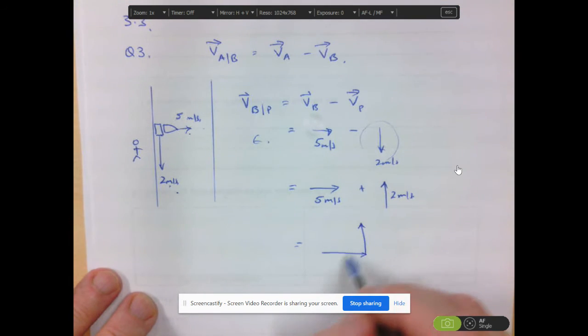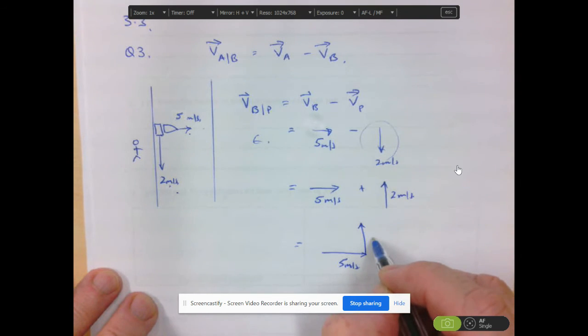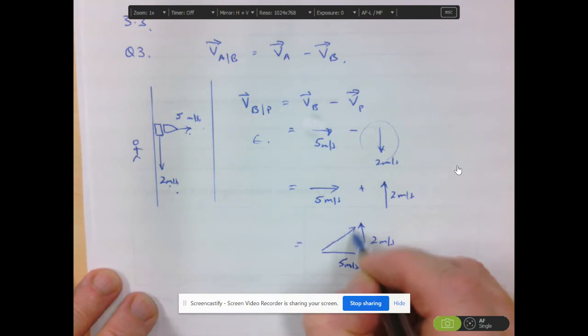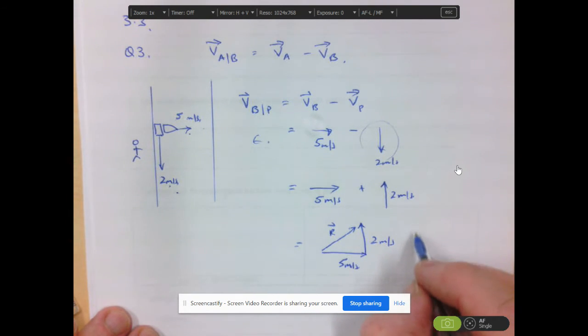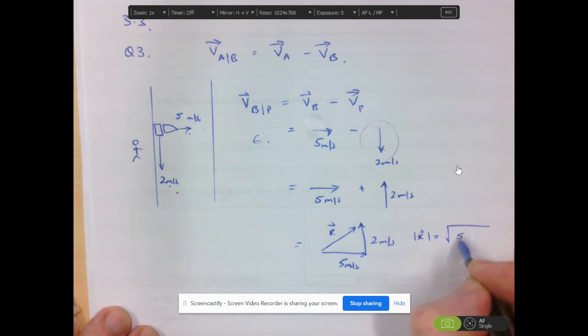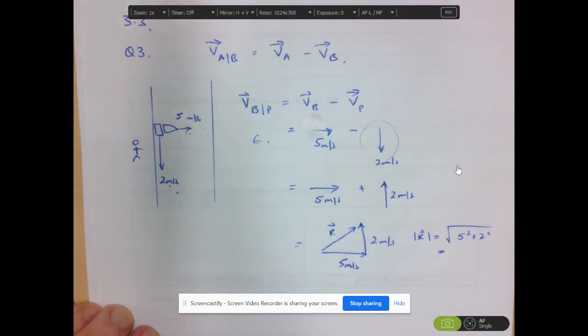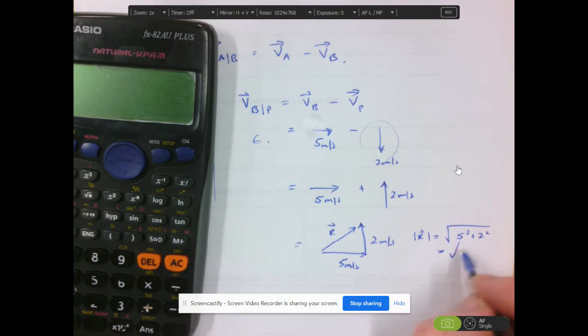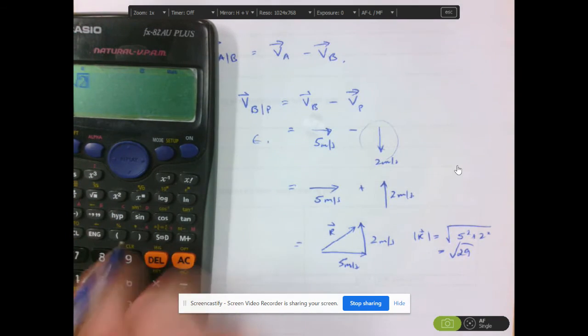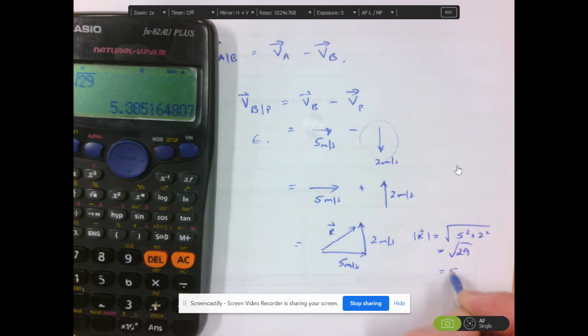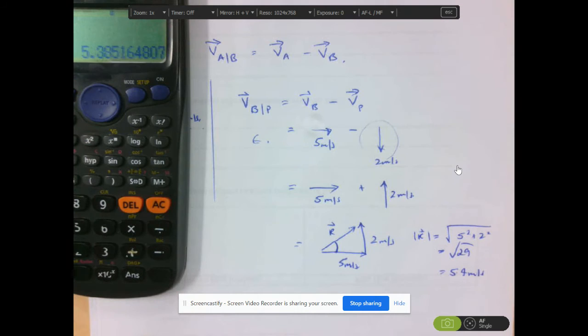Okay. And that's the 5 meters per second across there. It's the boat, and this is the negative of the pontoon, and there would be a resultant vector. So the magnitude of the resultant vector would equal the square root of 5 squared plus 2 squared, which is 25 plus 4, so it's root 29, which is 5.4 meters per second. And it would be at this angle there towards the horizon.